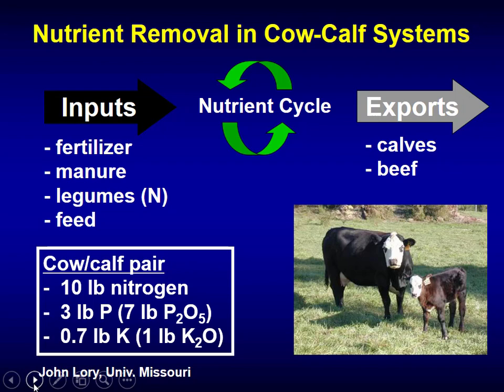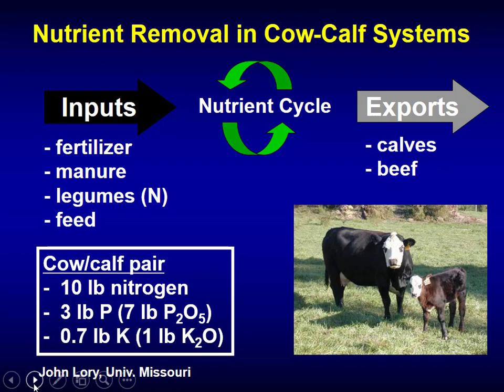Now, we do lose nutrients in other ways. We have leaching of nutrients through the soil. Sometimes some of the nutrients are fixed in the soil depending on our pH. We'll look at that in a little bit. But generally speaking, this is a very sustainable system if it's well managed. And we need to keep up with our nutrients and keep track of those and supply those as needed. But generally, we're pretty stable in terms of nutrient removal from a cow-calf system.